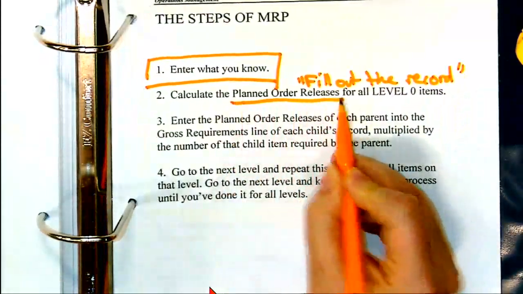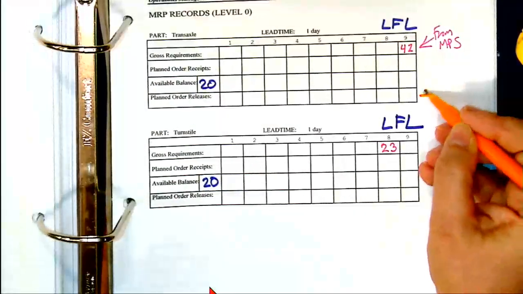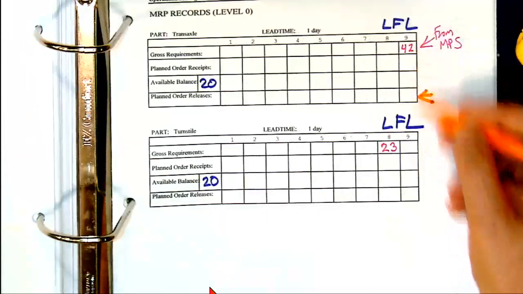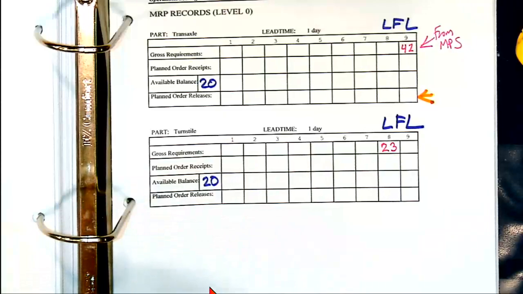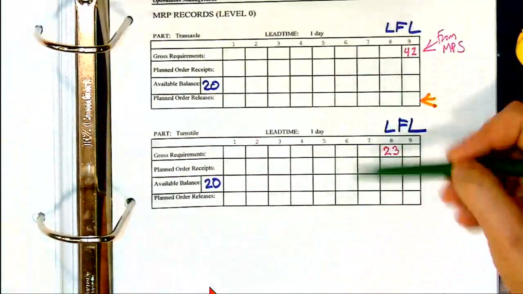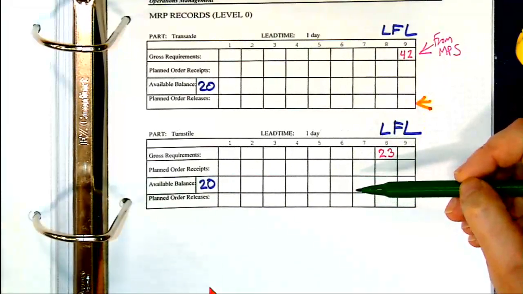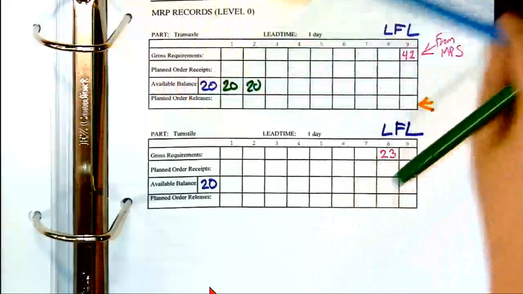Because calculating the planned order releases is obtaining the bottom line. It's now time to fill out the record in order to do that. That exercise that we just did for the generic item. Okay. Well, for all level 0 items. Oh, okay, so only these 2 records. All right, well, there's not a whole lot going on concerning the finished transaxle.